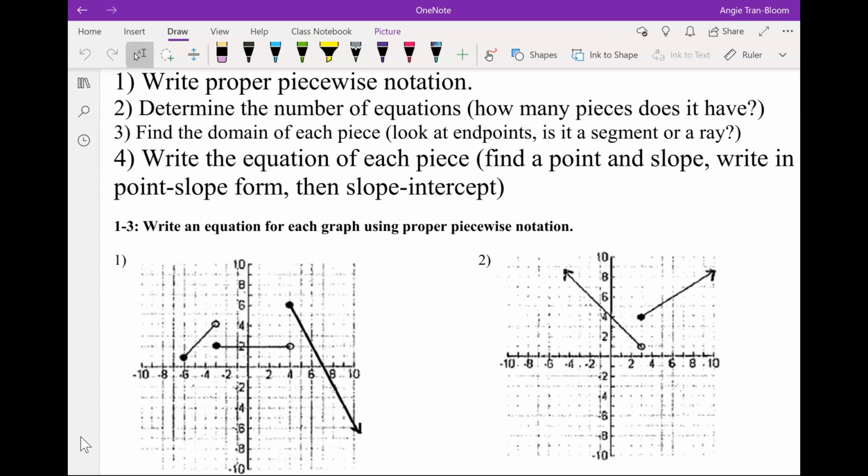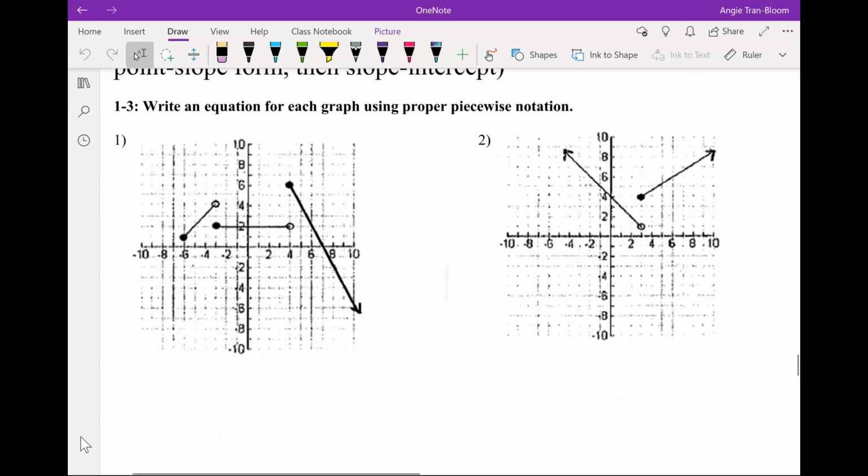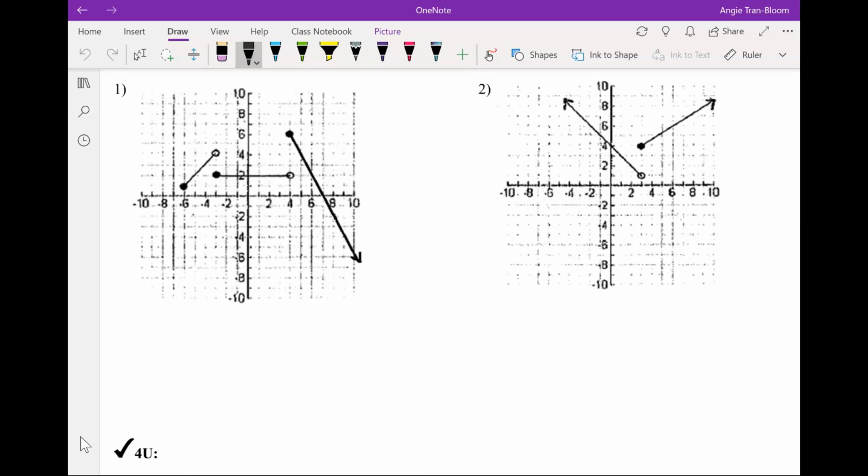Write the equation of each piece. Find the point, slope, write the point slope form, and then slope intercept. So this means you have to remember how to write an equation of a line. What do we need to write an equation of a line? We would need a slope. What else do we need in addition to the slope? Any point on the line. Okay. So it says, what is the piecewise notation?